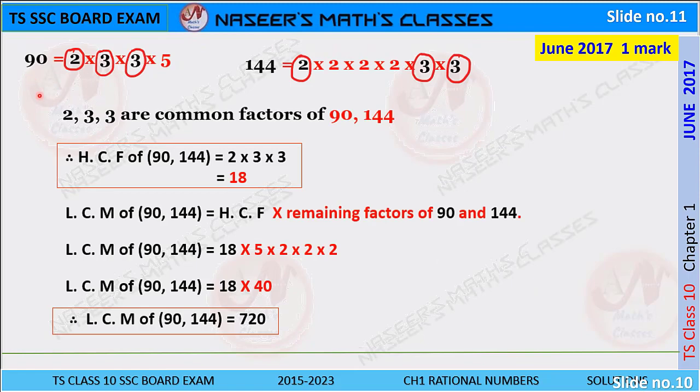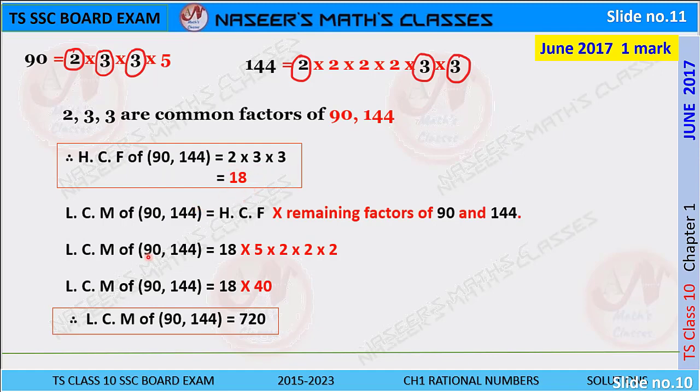Factors of 90 and 144: 2 is a common factor and 3 is a common factor. Therefore 2, comma 3, comma 3 are common factors of 90 and 144. Therefore, HCF of 90, comma 144 is written as 2 into 3 into 3, which is equal to 18.